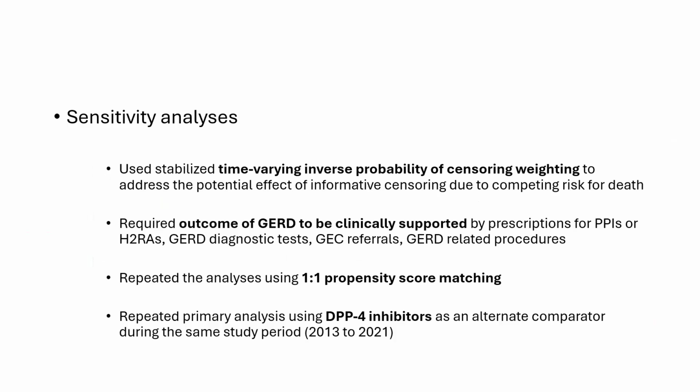And sensitivity analyses they have done to look for the robustness of the study. Some of the factors they have used were time weighting and inverse probability of censoring weighting. They have also required that the outcome of GERD should be clinically supported by prescriptions, GI referrals or diagnostic tests. And they have repeated the entire analysis using 1:1 propensity score matching. They've also repeated the entire primary analysis using DPP4 inhibitors as an alternate comparator instead of SGLT2 inhibitors during the same study period.